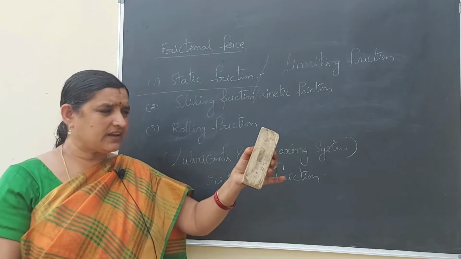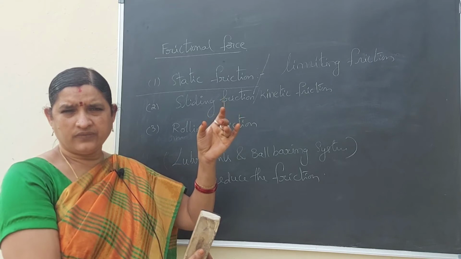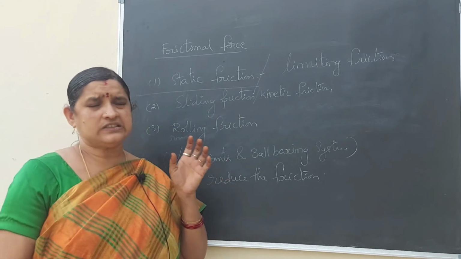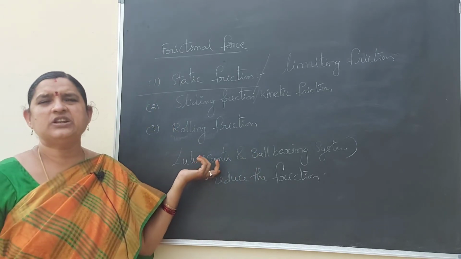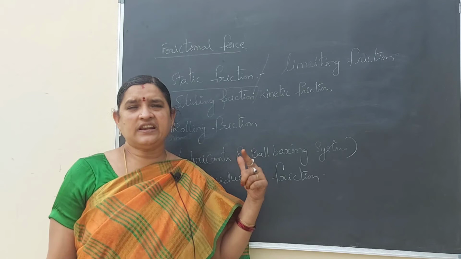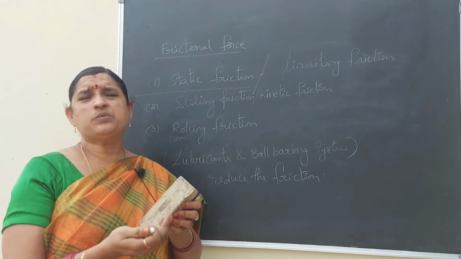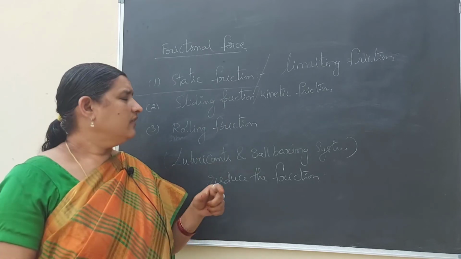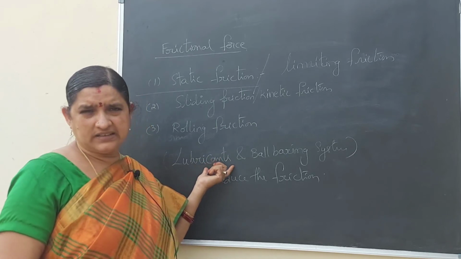Without having friction, I cannot hold this duster also. The duster will fall down. So friction is necessary. At the same time, friction damages the machinery parts. Friction generates heat, so the machinery parts will spoil within a short time. So to reduce that friction, we use ball bearings and lubricants.